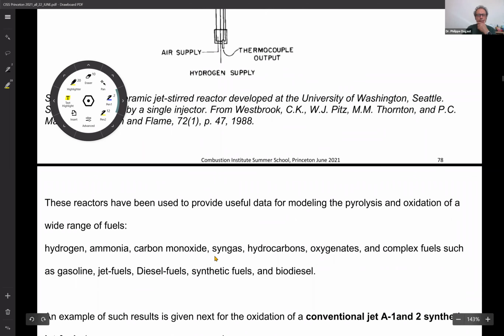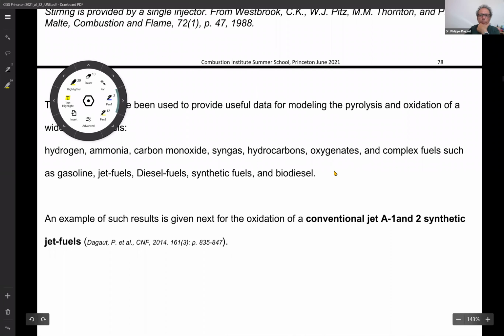So these reactors have been used to provide useful data for modeling the pyrolysis and oxidation of a wide range of fuel. From hydrogen to diesel, including ammonia, carbon monoxide, syngas, a wide range of hydrocarbons, saturated, unsaturated, cyclic, aromatics, oxygenates, complex fuels such as gasoline, jet fuel, diesel fuel, synthetic jet fuels, or synthetic diesel fuel, and biodiesel. As I mentioned before, the experiments were also performed to probe the interaction between the oxidation of hydrocarbons or hydrogen or syngas with traces of NOx or SOx also.